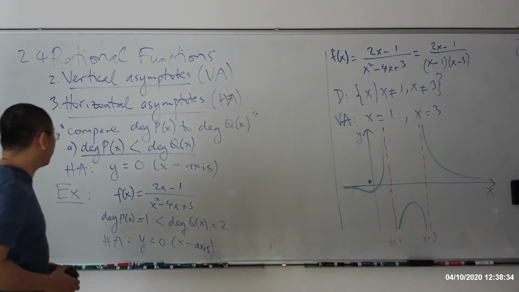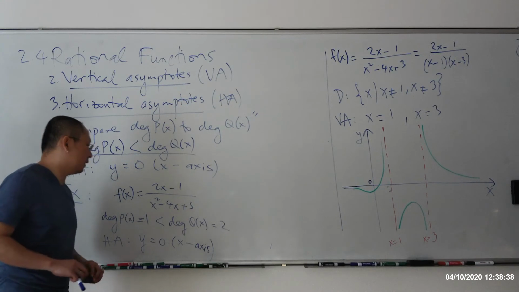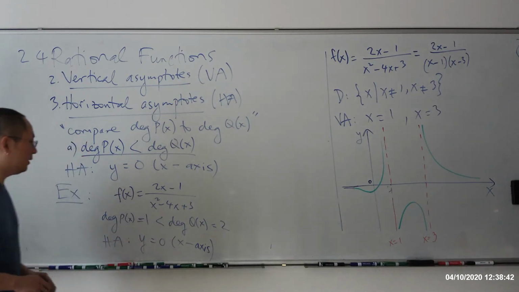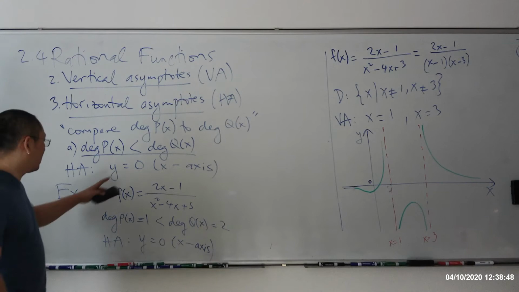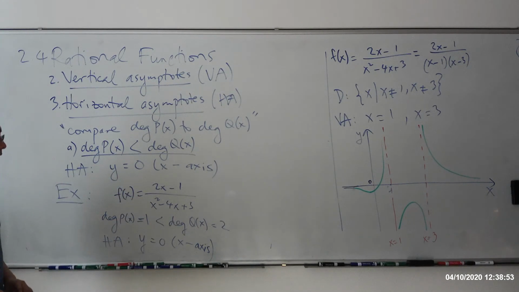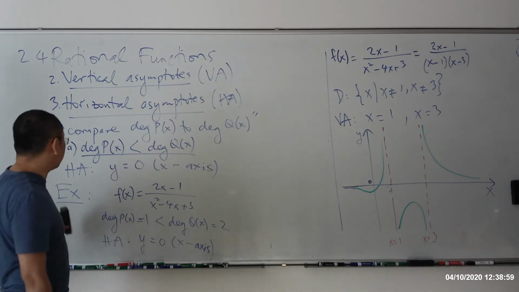It doesn't matter how much smaller the numerator is compared to the denominator. Say degree 1 out of degree 3 or degree 1 out of degree 1000. As long as you have the degree of the numerator smaller than the degree of the denominator, then for sure you're going to have a horizontal asymptote at y equals 0, which is the x-axis.